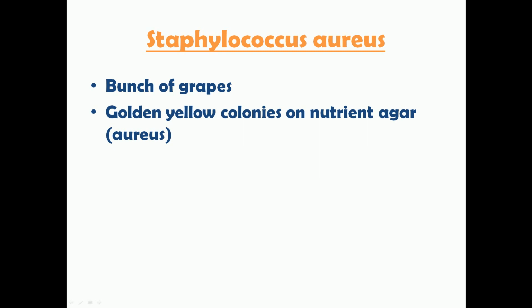So why is this golden yellow in color? It's because they produce a golden yellow pigment known as beta carotene, which gives the golden yellow color to those colonies.